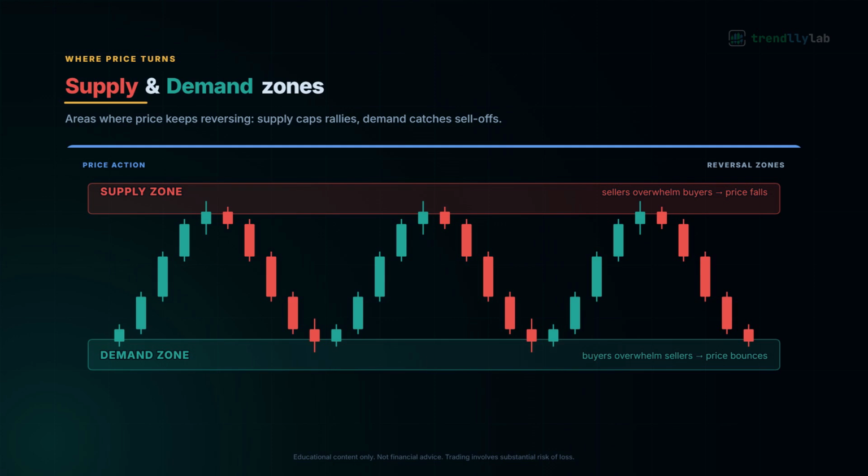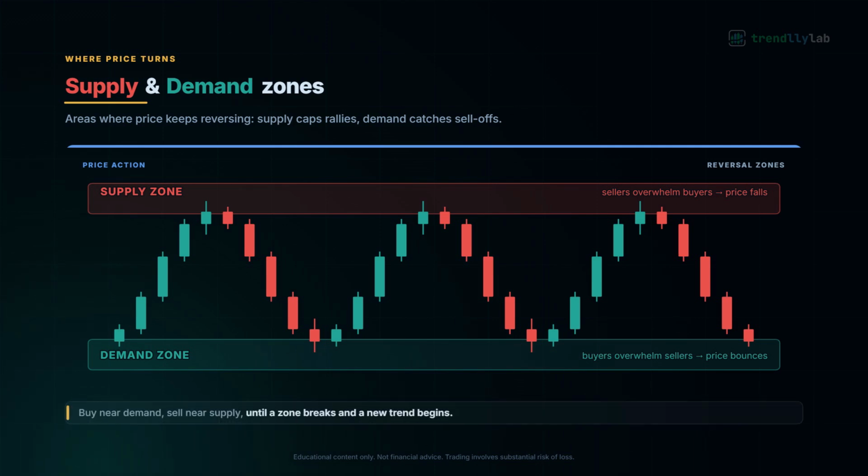The ceiling up there is the supply zone, where sellers overwhelm buyers and price falls away. The floor down there is the demand zone, where buyers overwhelm sellers and price bounces. Notice that each one is an area, not an exact price. It works largely because the participants remember it. It held there before, so they act there again.